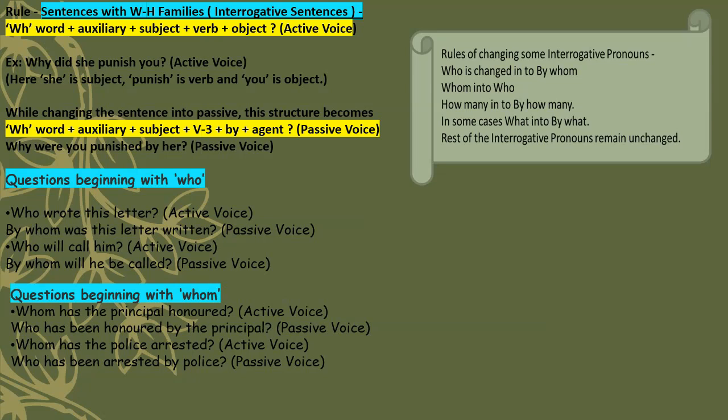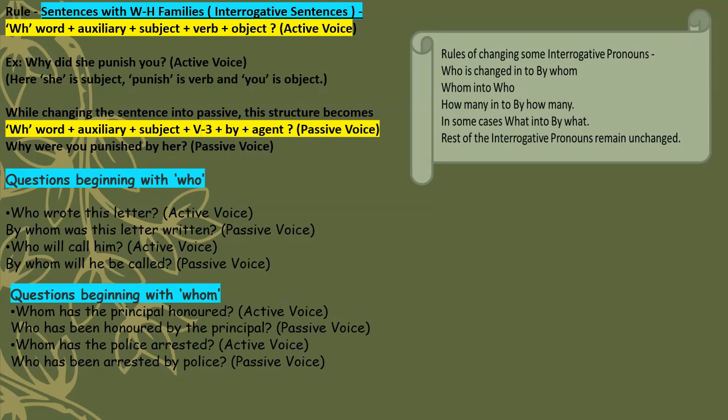Next, questions beginning with who. Who wrote this letter? By whom? As you can see, I have made a note over here. Who is changed into by whom. Okay, so by whom, auxiliary verb was, this letter written. Who will call him? By whom, auxiliary verb will, he be called. Since it is in future tense, so he will be added.